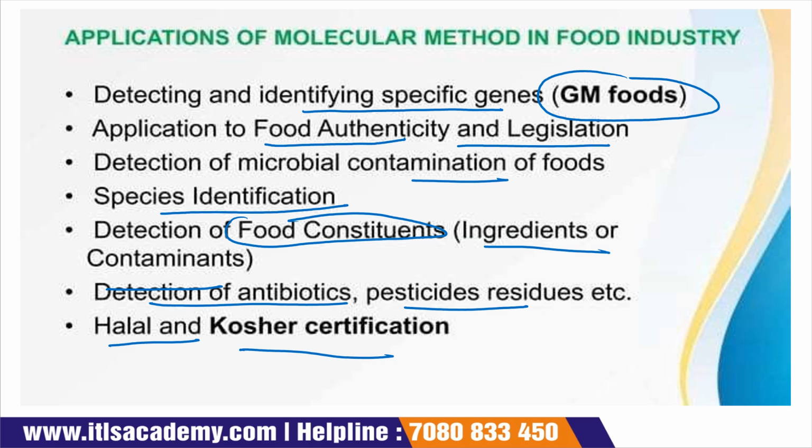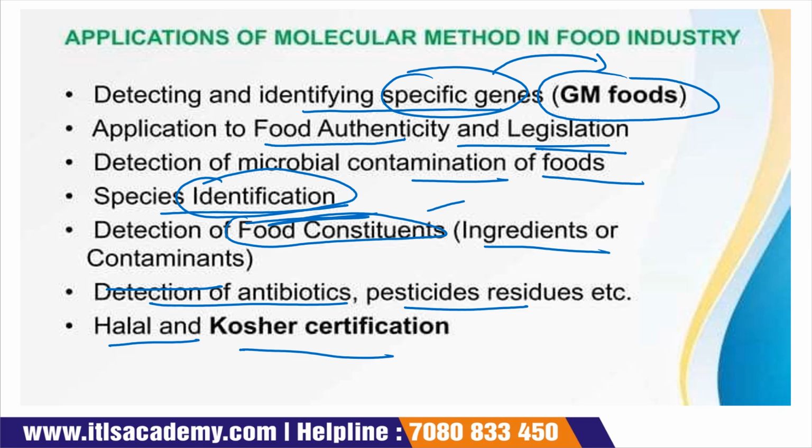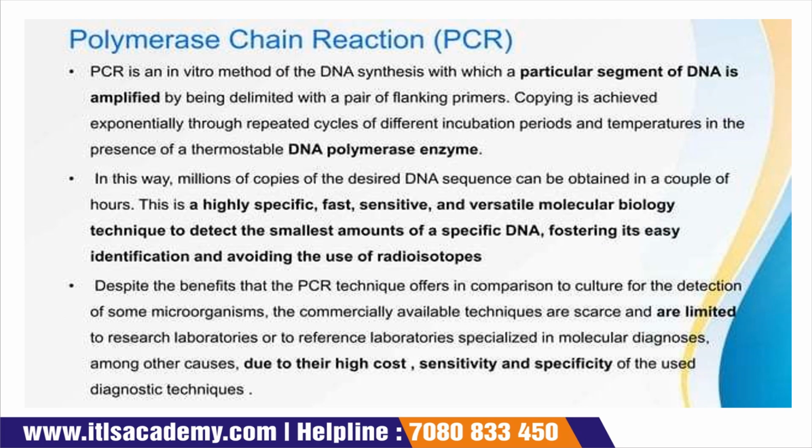Okay, so this molecular method is used in the food industry first for detecting and identifying specific genes when genetically modified foods are manufactured. It is also applied in food authenticity and legislation, and it helps in the detection of microbial contamination in food, species identification, and detection of food constituents, that is either ingredients or contamination, and detection of different antibiotics, pesticide residue, etc. Halal and kosher certification.